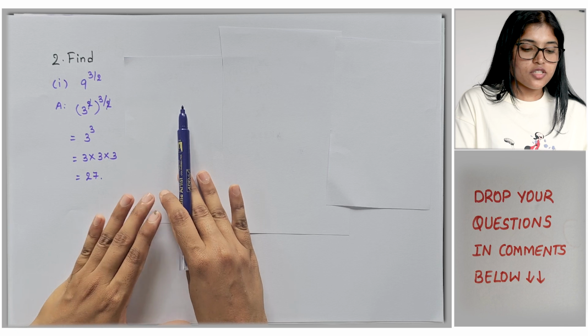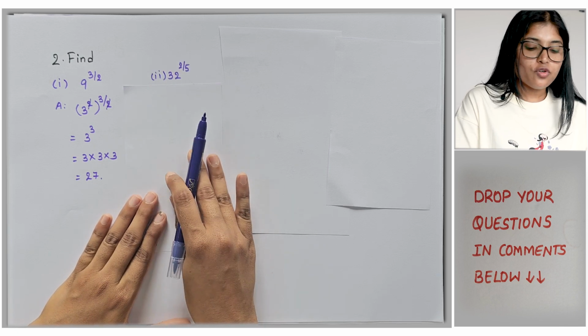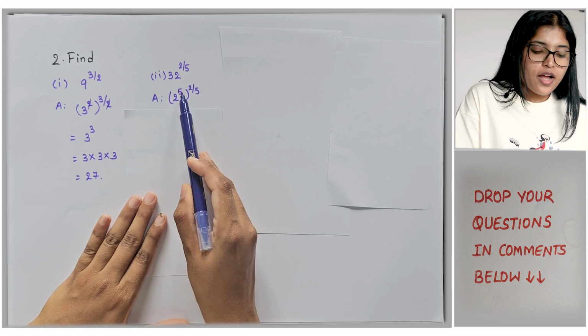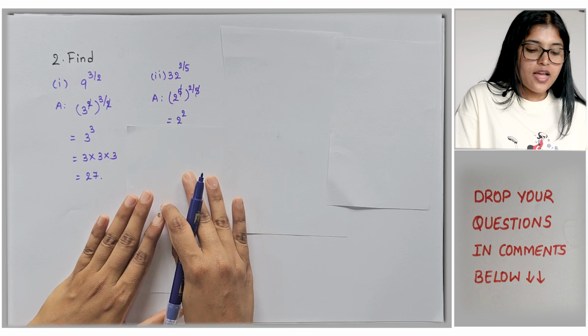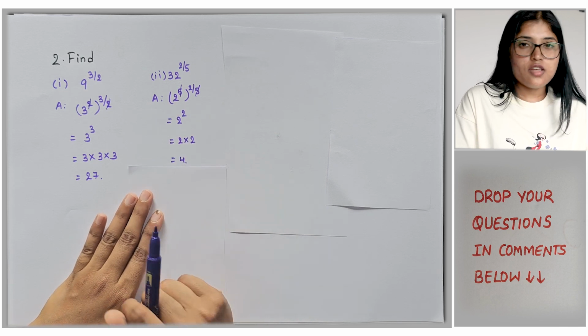The second question is 32 power 2 by 5. We just saw that 2 power 5 was 32. So I can write 2 power 5 whole power 2 by 5, right? So 5 and 5 will get cancelled. I'll be left with 2 square. We know 2 square is 2 into 2, which is 4.